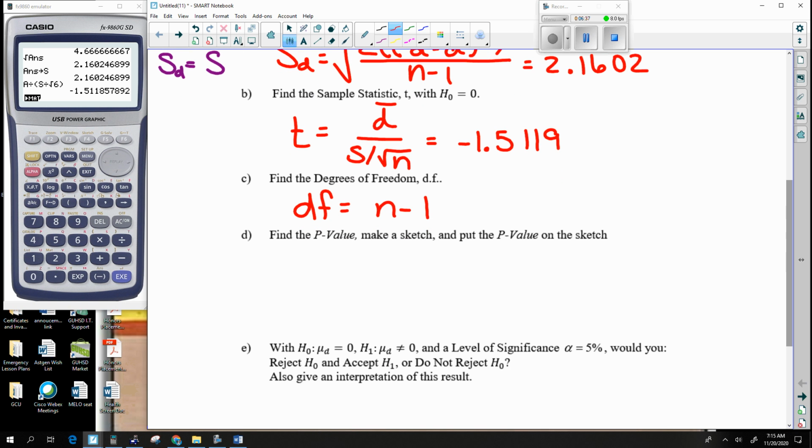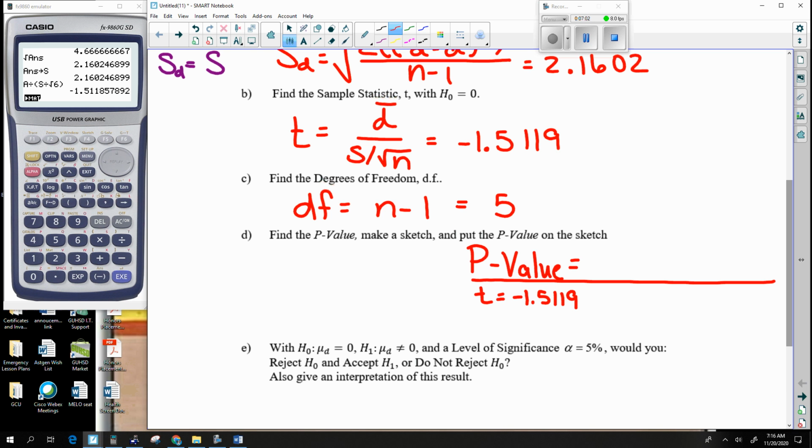Okay, degree of freedom, n minus 1, n was 6, so this is going to be 5. Now we're ready for our p-value. I create this big line so my work doesn't get confused with the actual p-value, my actual answer. This is built on a t of negative 1.5119 and a degree of freedom of 5.